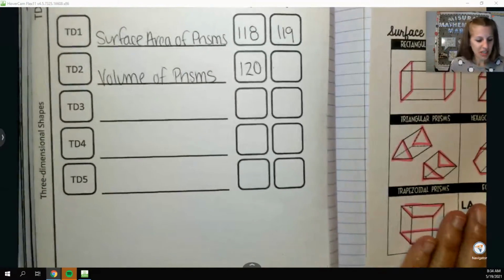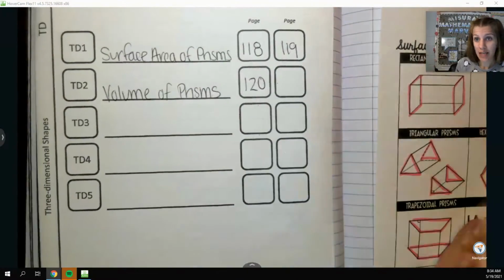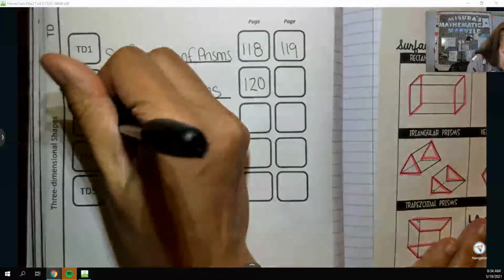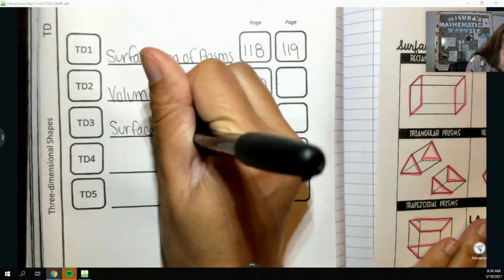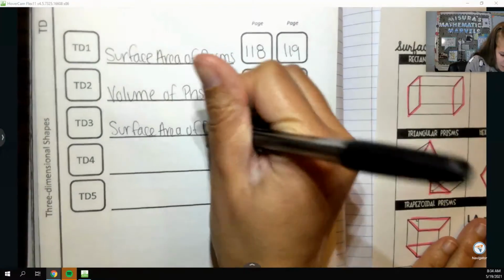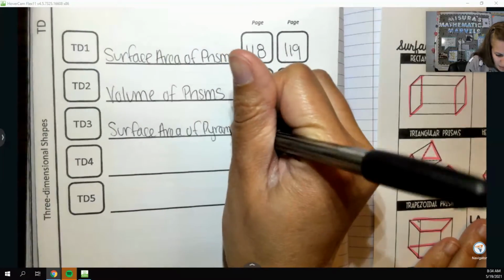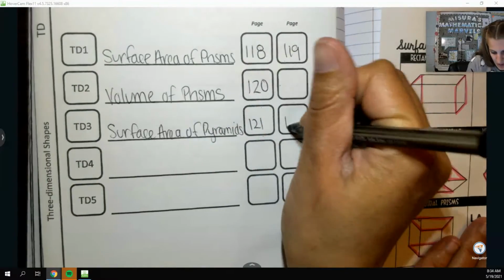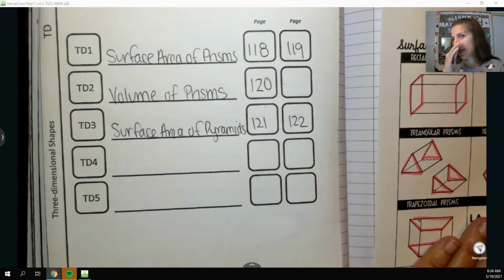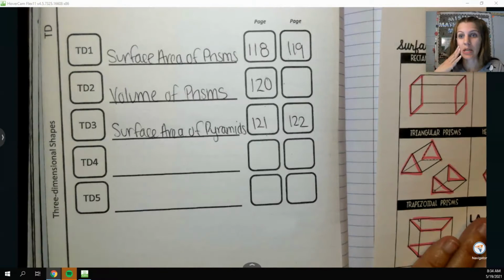Right, guys, we are going to talk more about surface area again, but this time we are going to do surface area of pyramids. And we're doing that on 121 and 122. 121 again is sort of the intro page, and then 122 is where it's really going to go.